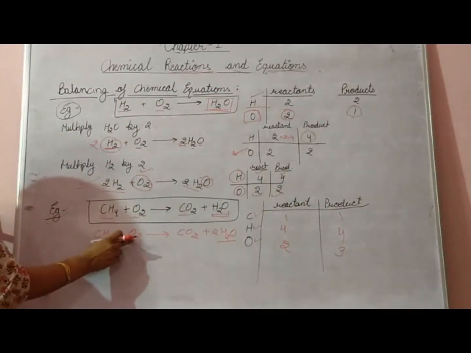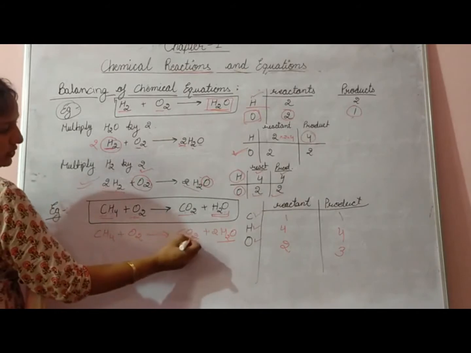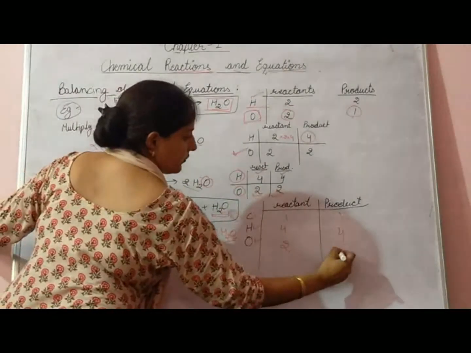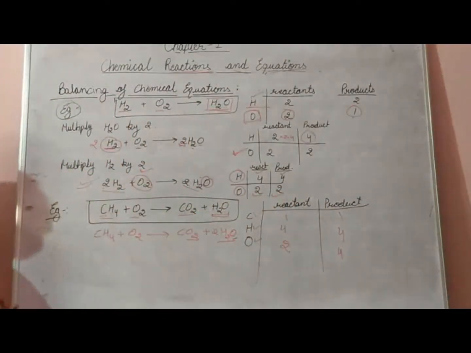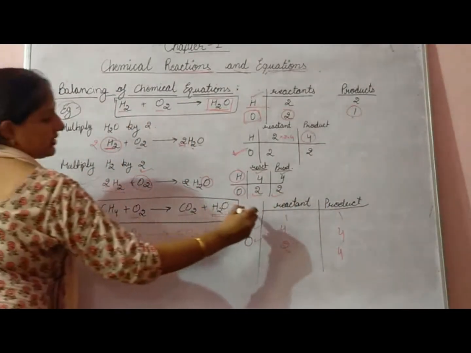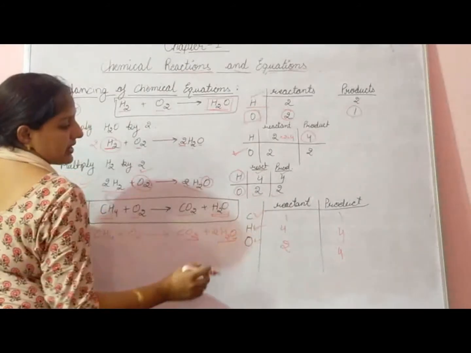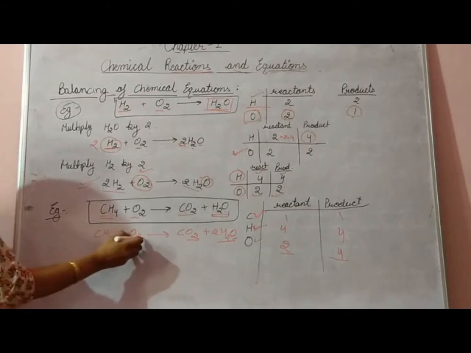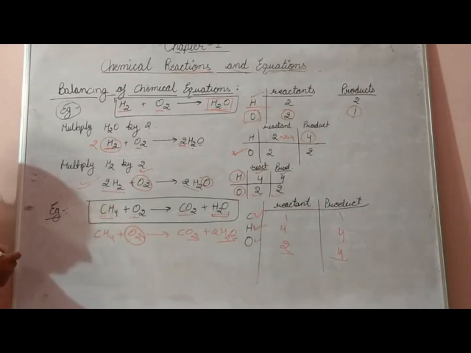Now oxygen atoms here are 2, and on this side 2 here and 2 here. In total we have 4 oxygen atoms at the product side. Now carbon is balanced, hydrogen is balanced. Now we need to balance oxygen also. For that reason, again we will multiply oxygen with 2.